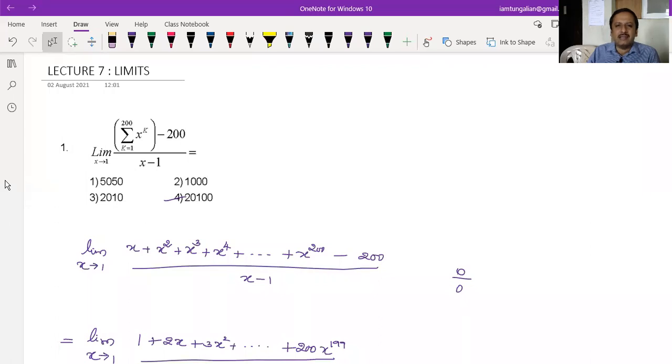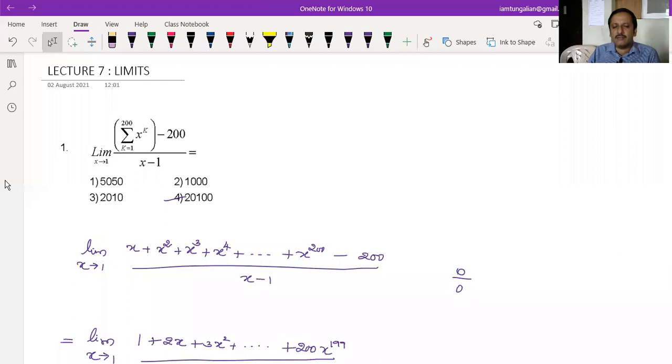Now if we apply the limit as x tends to 1, we are going to get 1 plus 1 square plus 1 cube plus 1 power 4 plus 1 power 5 and so on till 1 power 200. Each of those terms is 1. So 1 plus 1 plus 1, 200 times, will give you 200. 200 minus 200, 0. Numerator 0. Denominator 1 minus 1, that is also 0. 0 by 0 is an indeterminate form. So I will use L'Hospital's rule.